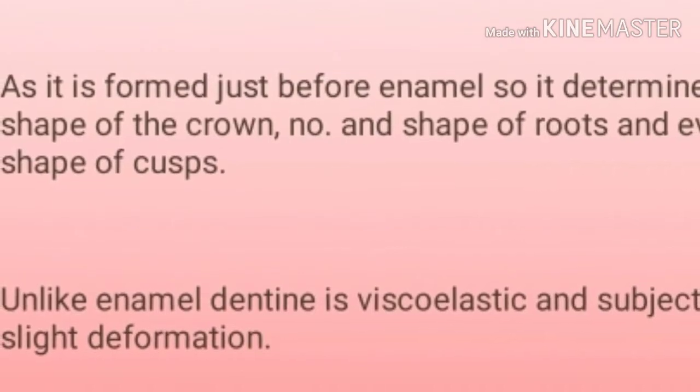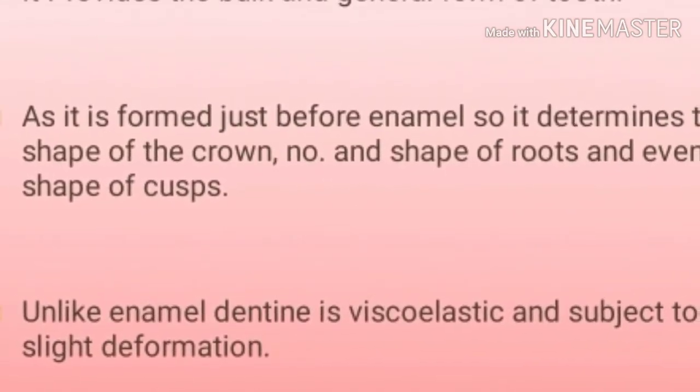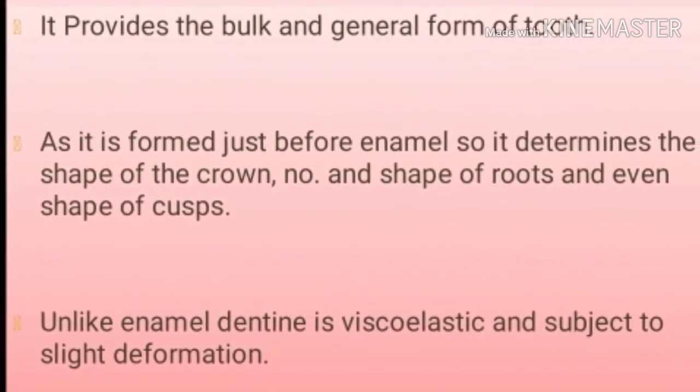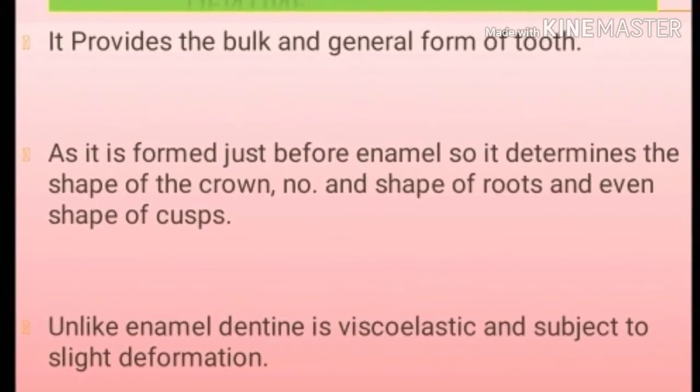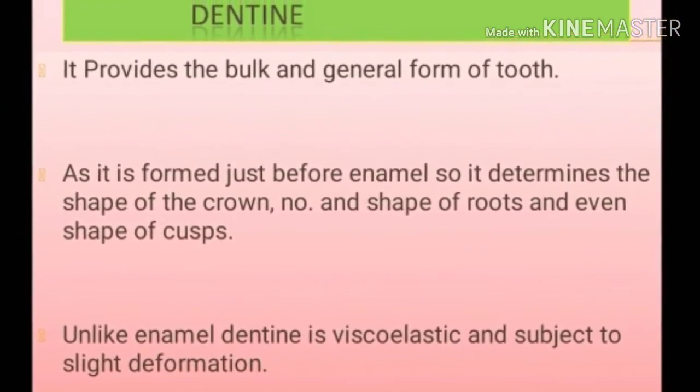We are studying the dentin. It provides the bulk and general form of the tooth as it is formed just before enamel, so it determines the shape of the crown, number and shape of roots, and even shape of cusp. Unlike enamel, dentin is viscoelastic and subject to slight deformation.